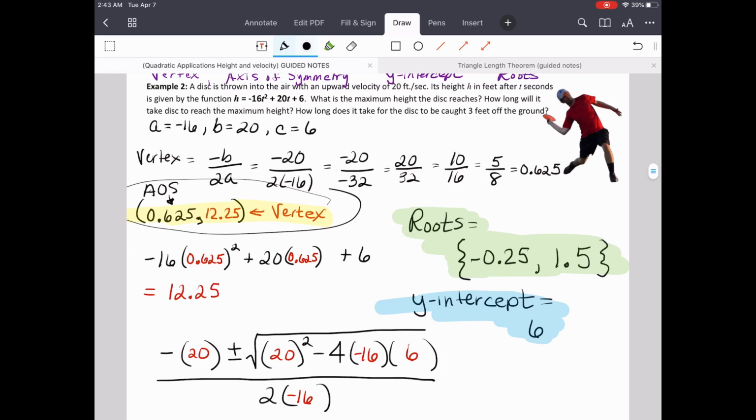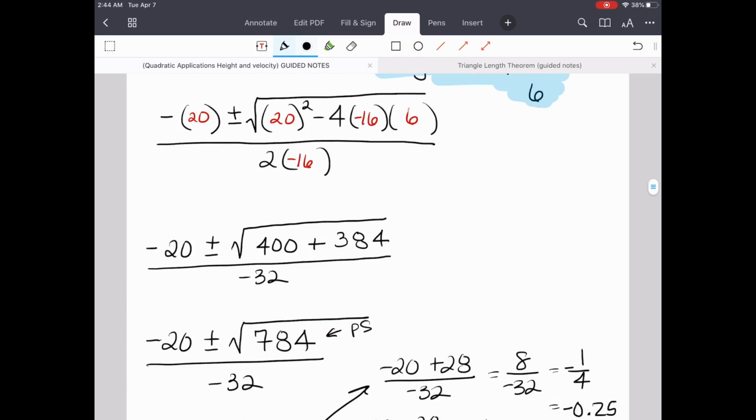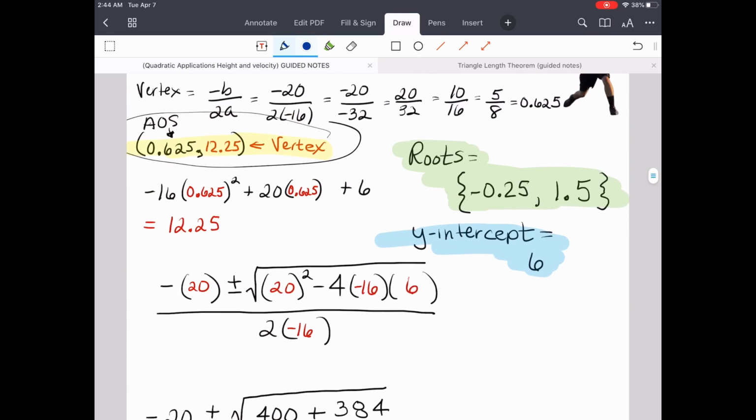Okay, so for example 2 here, we're looking at a frisbee. A disc is thrown into the air with an upward velocity of 20 feet per second. Its height, h, in feet after t seconds, just like the last problem, is given by the function h equals -16t squared plus 20t plus 6. And just like on the last problem, we're going to figure out the maximum height. We're going to figure out how long it took to reach that height and how long it took to hit the ground. How long it took before the disc was 3 feet off the ground. And so that actually adds another element to this problem. So 3 feet off the ground, I'm going to look for when the height is 3.